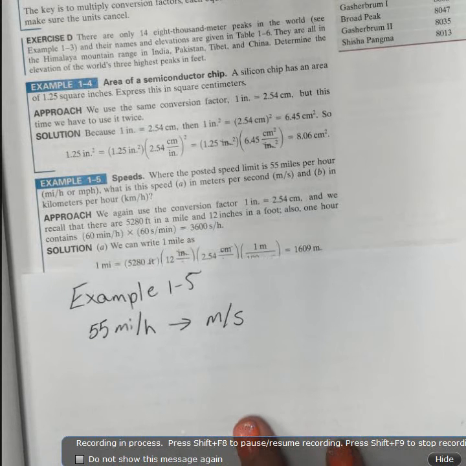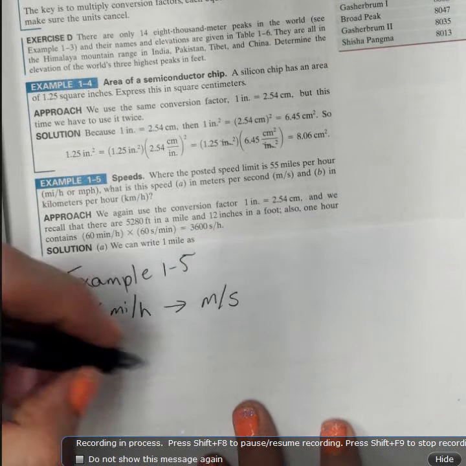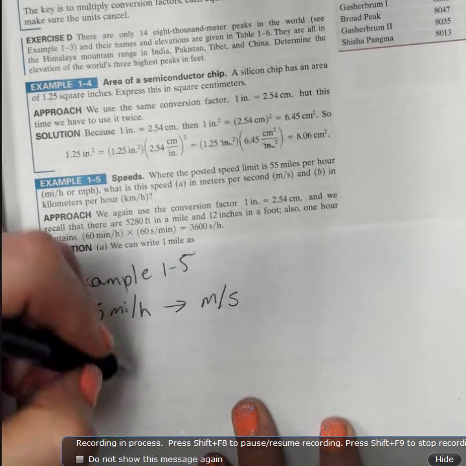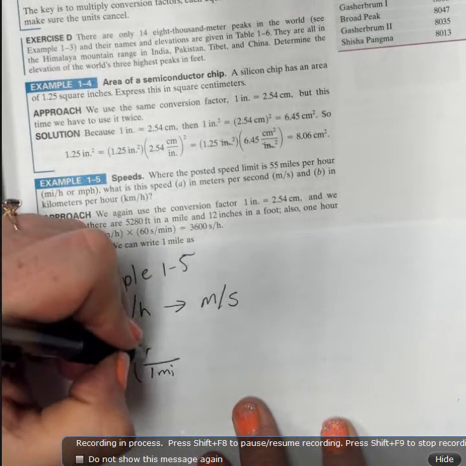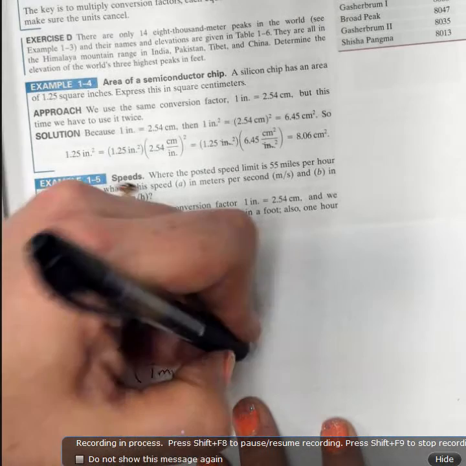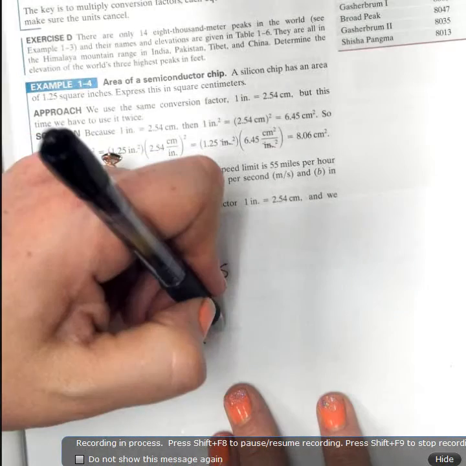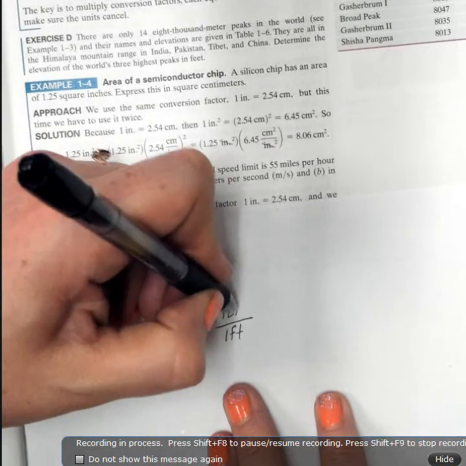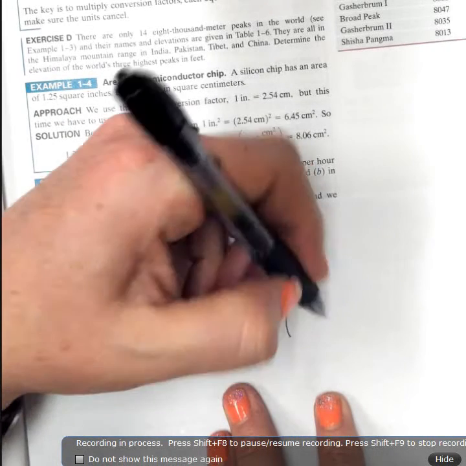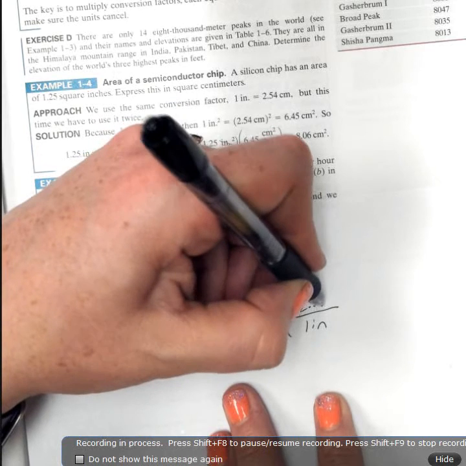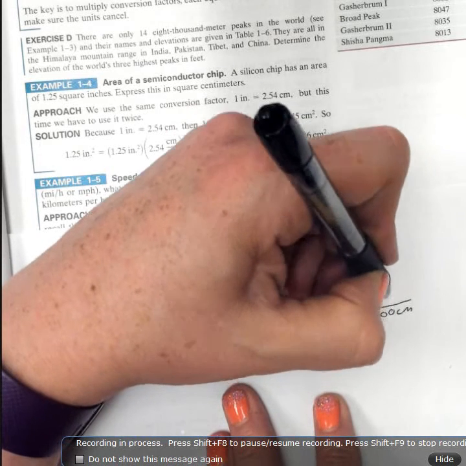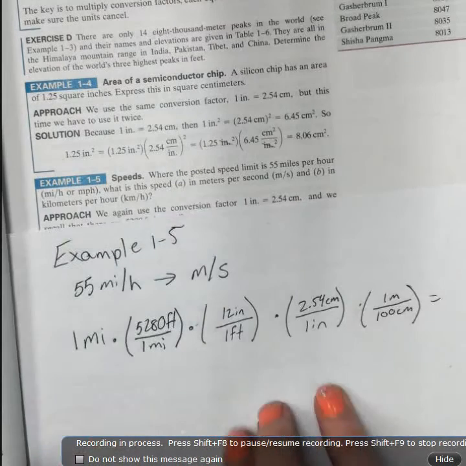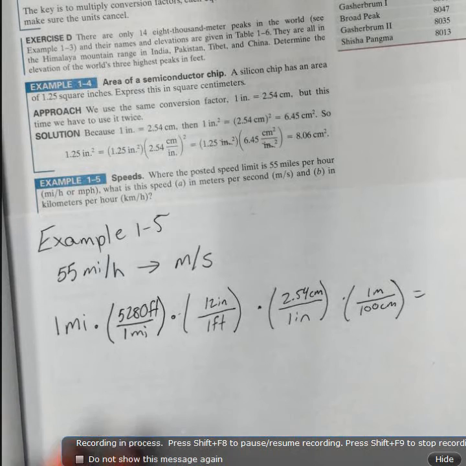So we're going to convert 1 mile into meters. We're going to use our conversion factor. In 1 mile there's 5,280 feet, in 1 foot there's 12 inches, in 1 inch there's 2.54 centimeters, and in 1 meter there's 100 centimeters. So this is going to give us our conversion factor between a mile and a meter, which is pretty nice to have, because once we have it, we can apply it.